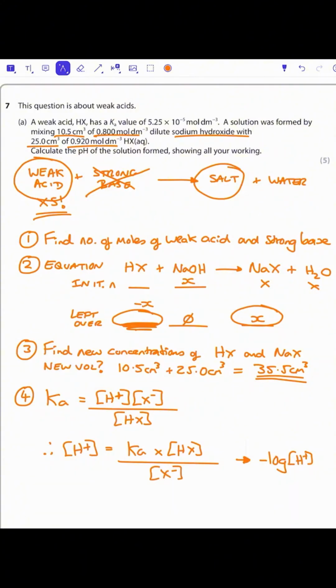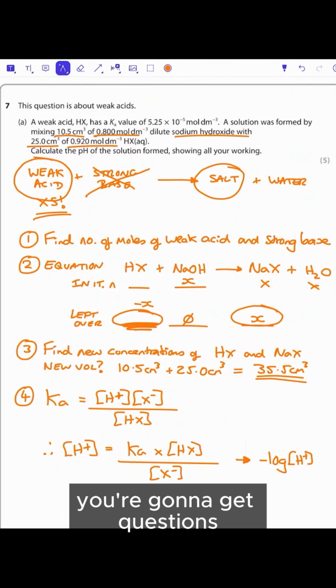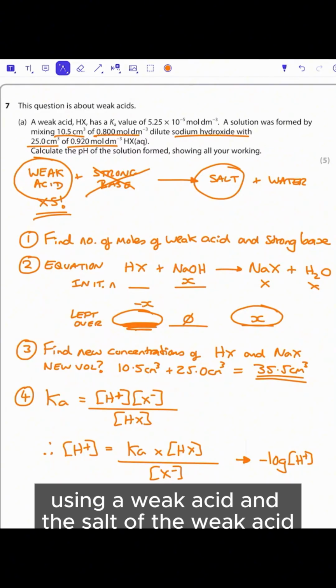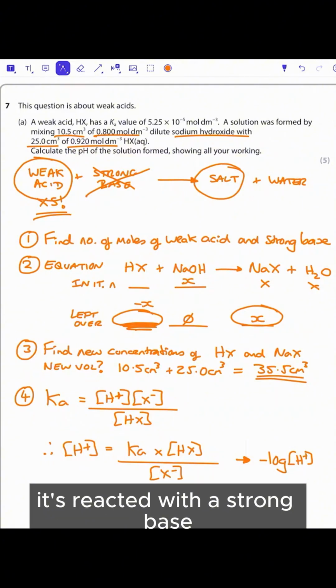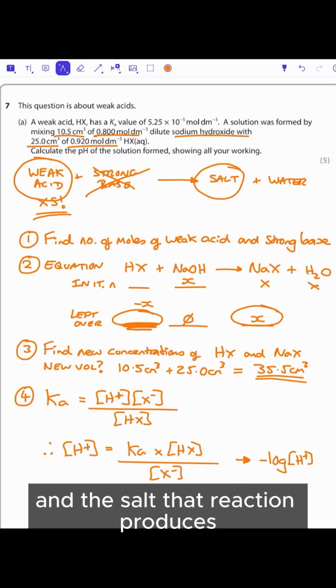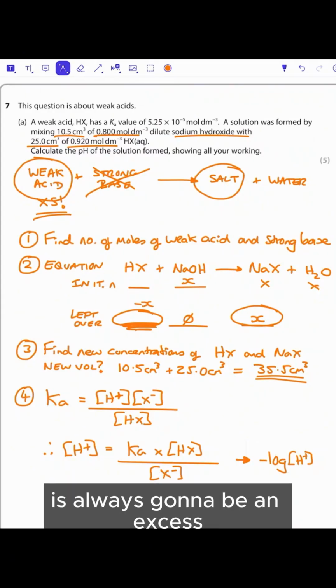So just to recap, your first cheat code was that you're going to get questions whereby you're just mixing the raw ingredients of a buffer using a weak acid and the salt of the weak acid. This is the second version where you get a weak acid, it's reacted with a strong base to create a solution of the weak acid and the salt that reaction produces. And don't forget, your weak acid in these situations is always going to be in excess.